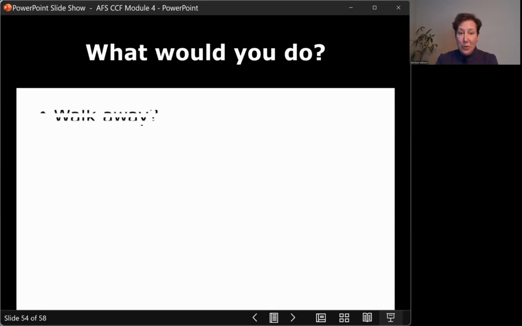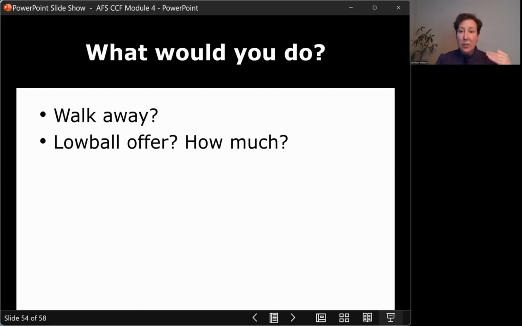So what would you do? Would you walk away from this property? Would you give a lowball offer? And if so, how much of a lowball offer would you give? And what would you say to try to get that lowball offer accepted? Would you assign the contract? Now, keep in mind, I don't want anyone assigning contracts that they're not willing to close on yourself. So that's a tricky question.